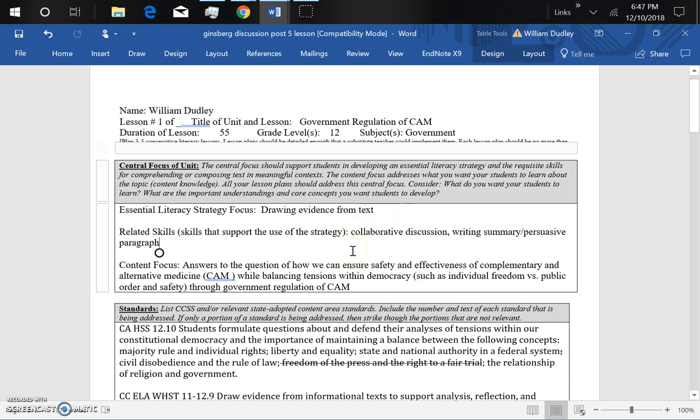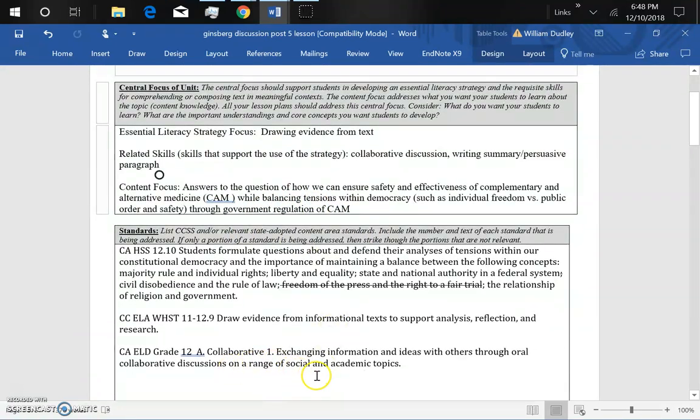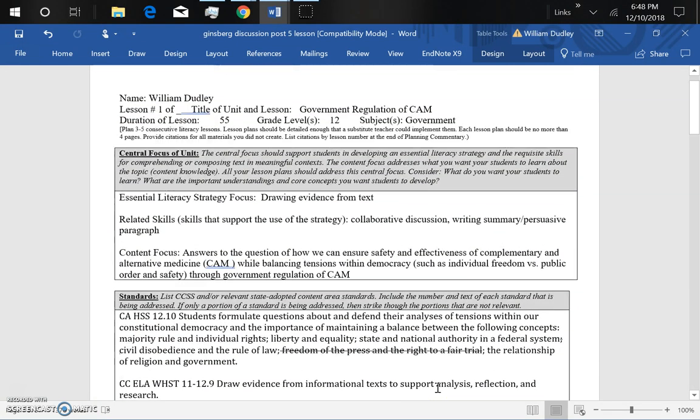The related skills were other things that are done in this lesson. There's a jigsaw activity, so there is collaborative discussion. And then there's an assessment, which is a paragraph that cites evidence from what you have just researched. And so those are the related skills. And then actually a bonus standard, since the academic discussion is part of this lesson plan, I put the collaborative discussion 1, exchanging information, ideas, and others through collaborative discussions.